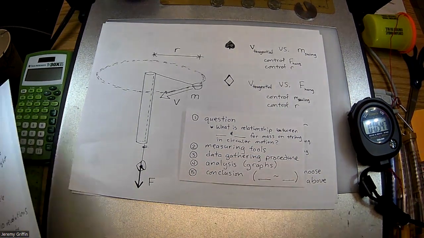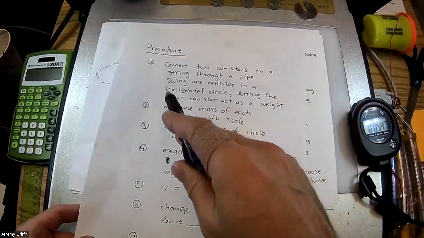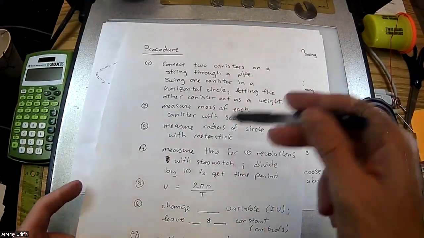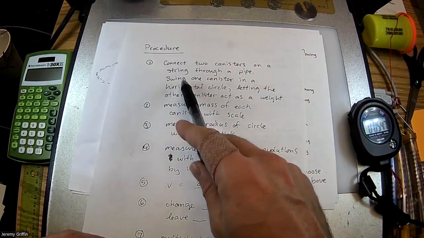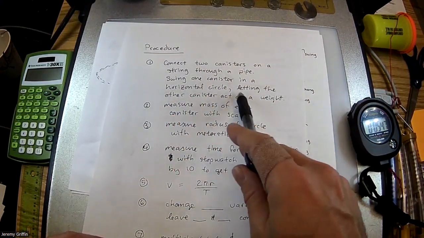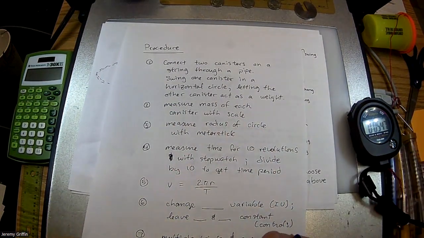Data gathering procedure. Here, I'll help you guys out. I whipped up this procedure in like 2 minutes earlier today. So the first step is to very briefly explain the setup. Connect 2 canisters on a string through a pipe. Swing 1 canister in a horizontal circle, letting the other canister act as weight. That's the entire setup right there.